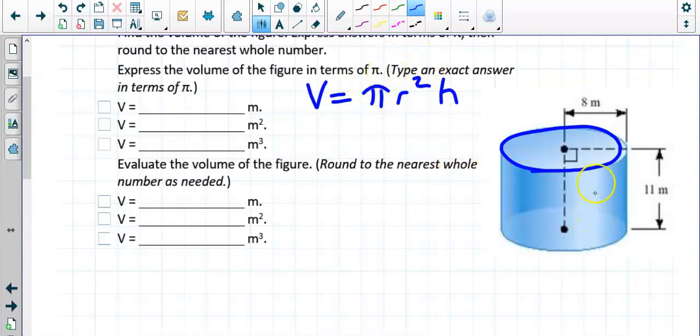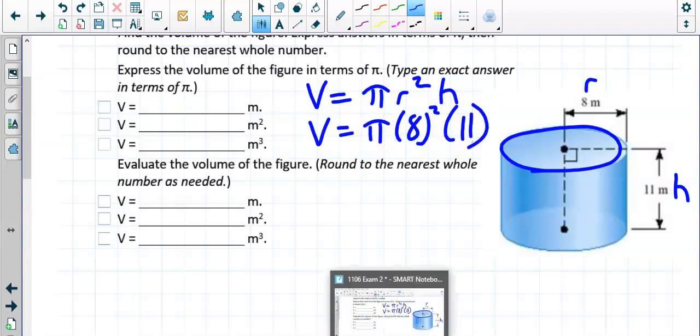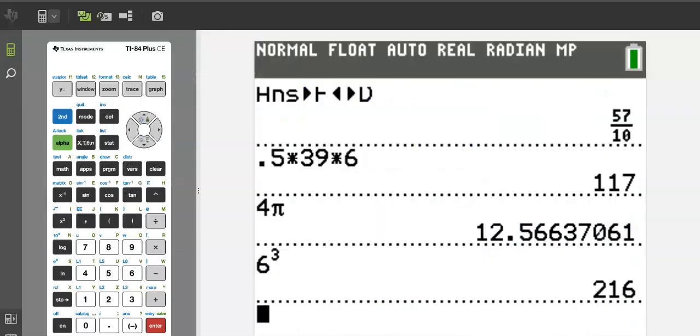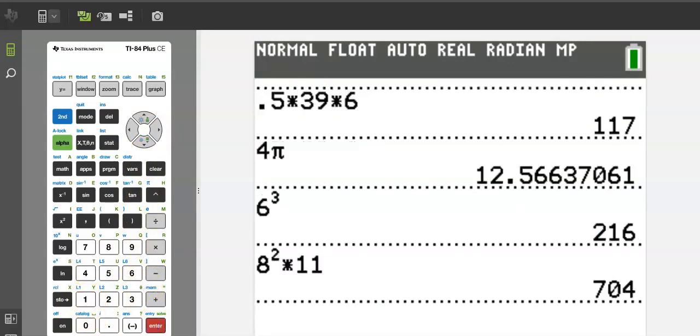They give you 2 numbers up here. Here's the r, there's the h. Run with it. B equals pi. Your r is 8. We're going to square it, and then we're going to multiply that by 11. So again, we want to be exact. So I'm just going to go to my calculator. 8 squared times 11. So we're going to have 704 pi.